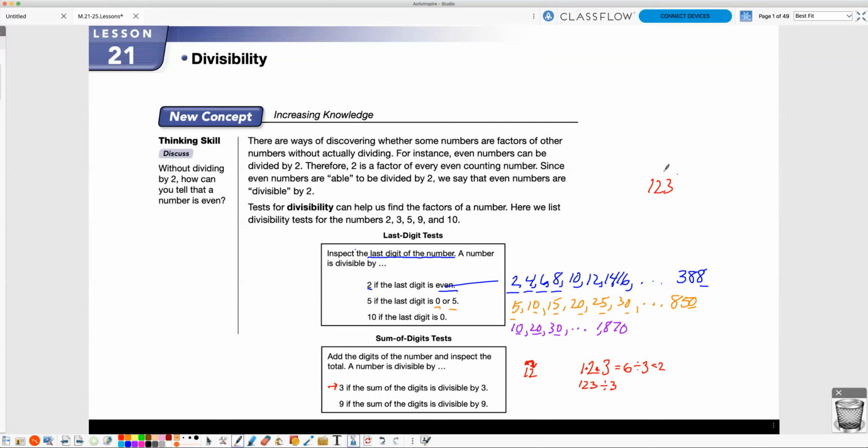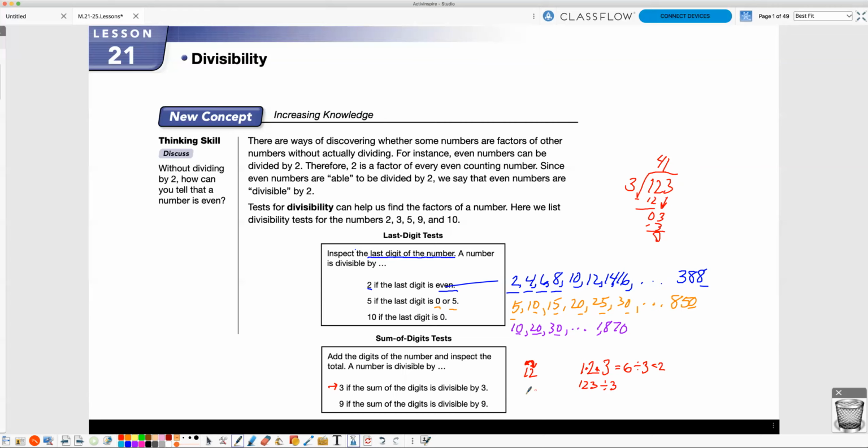So if I have 123, you don't know for sure if it's divisible by 3 just because it doesn't end with a 3, but let's look at it. 1 divided by 3 doesn't work. 12 divided by 3 is 4, so that'd be 12. Subtract that, that'd be 0. Bring this 3 down. 3 divided by 3 is 1, and then that'd be 3. There'd be nothing left over. 41 times 3 is 123. So 123 is divisible by 3.